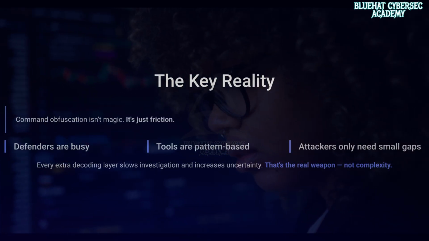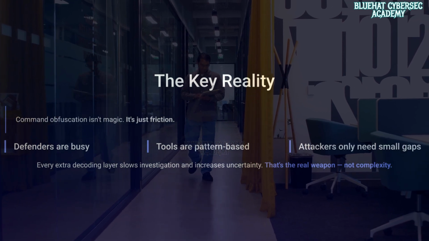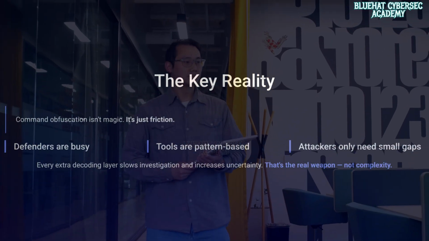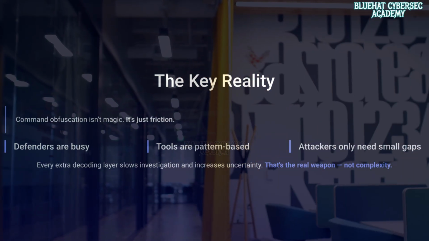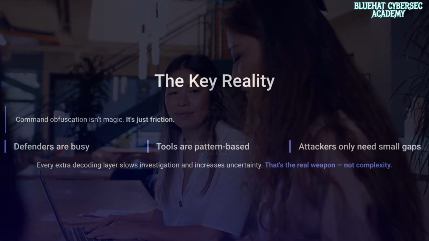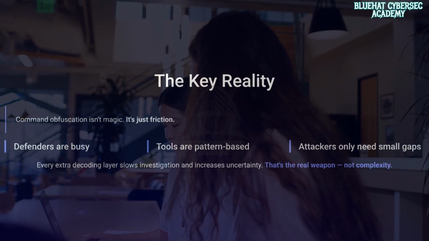Command obfuscation isn't magic, it's just friction. It works because defenders are busy, tools are pattern-based, and attackers only need small gaps to succeed. Every extra decoding layer slows investigation and increases uncertainty. That's the real weapon, not complexity.